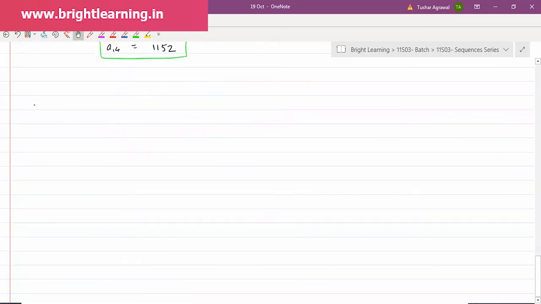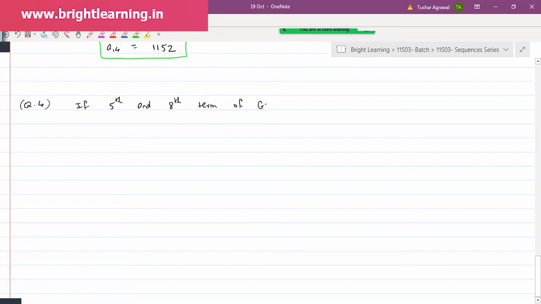1 minute time for this question. Okay, now don't use a calculator. If the 5th and 8th term of a geometric progression are 12 and 324, find the 9th term.